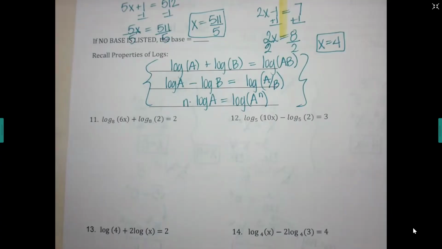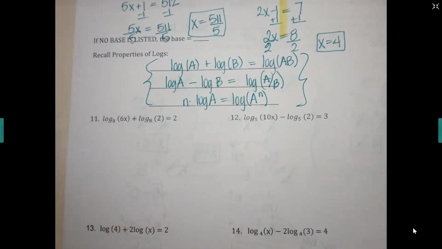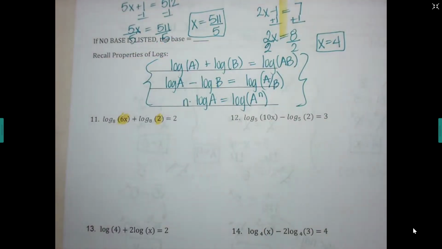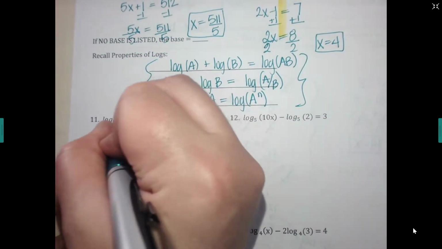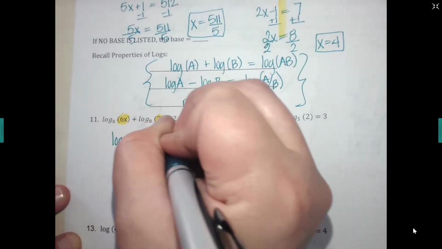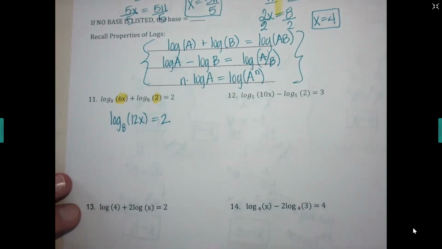Okay, so take a look at number 11. I have a log little 8, but then I have another log little 8. I have to get them into the same log to be able to cross them out. Their logs are currently added. I have to multiply to combine. So what is 6x if I multiply it with a 2? Okay. So this is really a log little 8 of 12x. And then from there, you're going to solve it the exact same way you already know how to do.